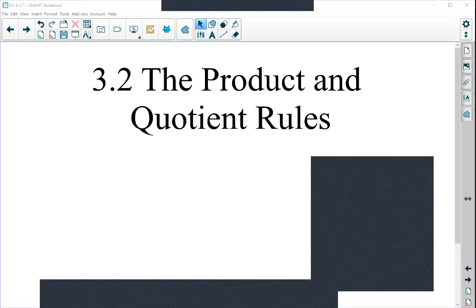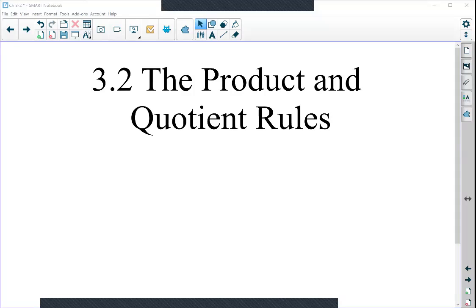Let's record. There we go. All right. So product rule and quotient rule. We'll actually do the product rule. We'll take 15 minutes, maybe 20 minutes, let you work on that, and then we'll talk about the quotient rule.